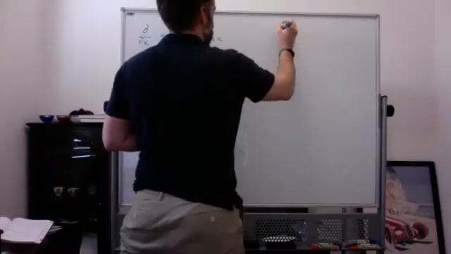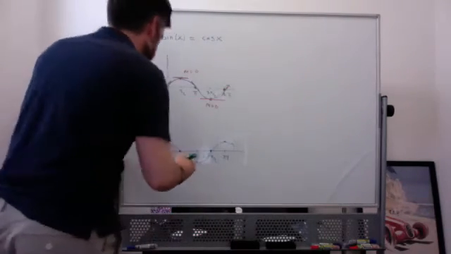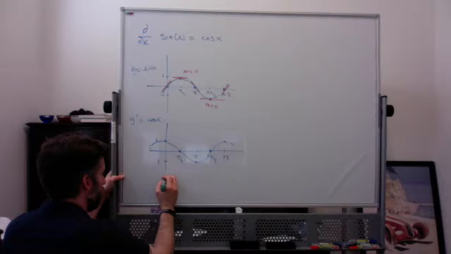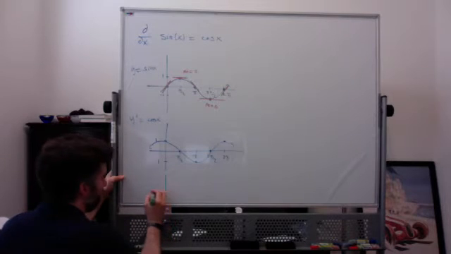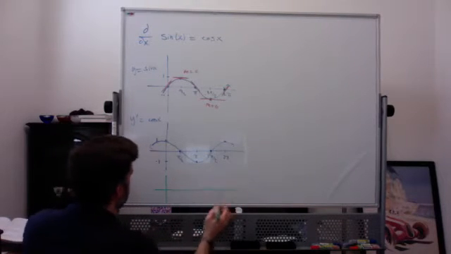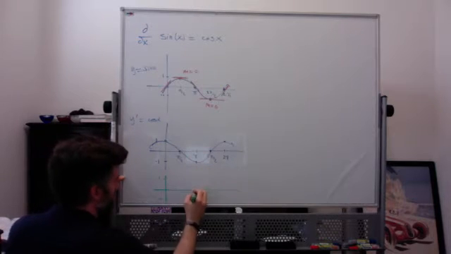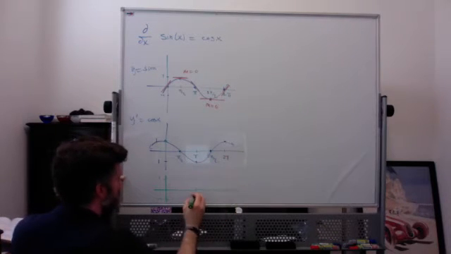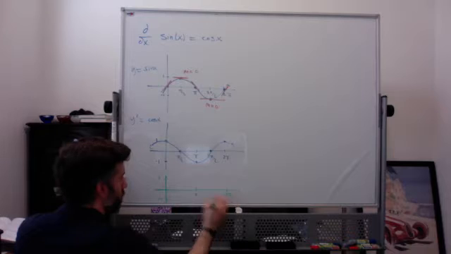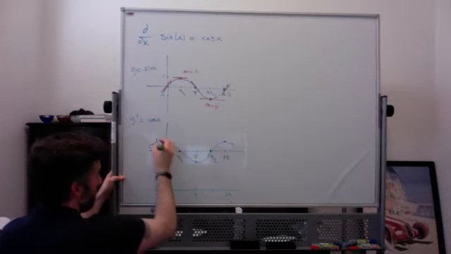So I do the same sort of thing. If I had more room, I could probably draw it down here. It's going to be a little bit tight. So if I do the same sort of thing, now the slope of the tangent line.